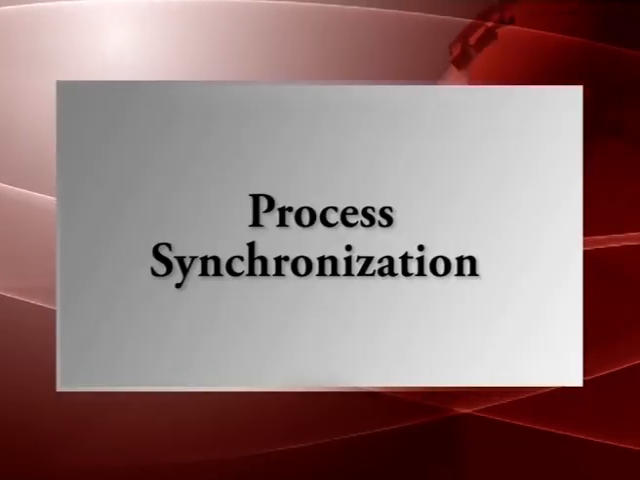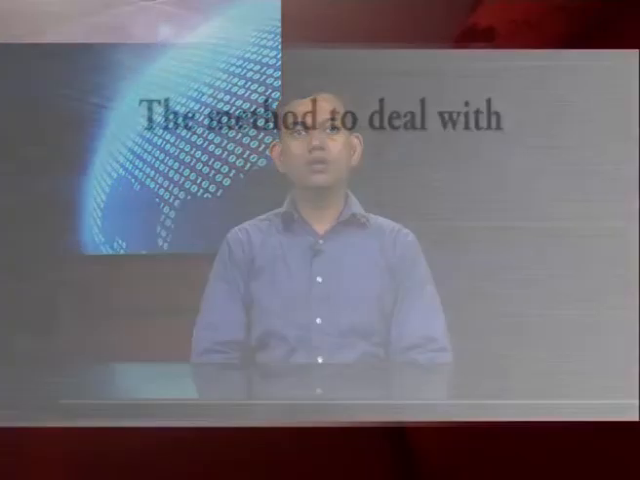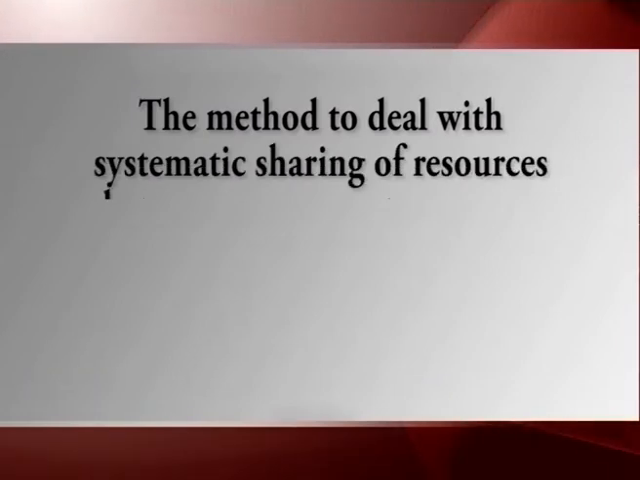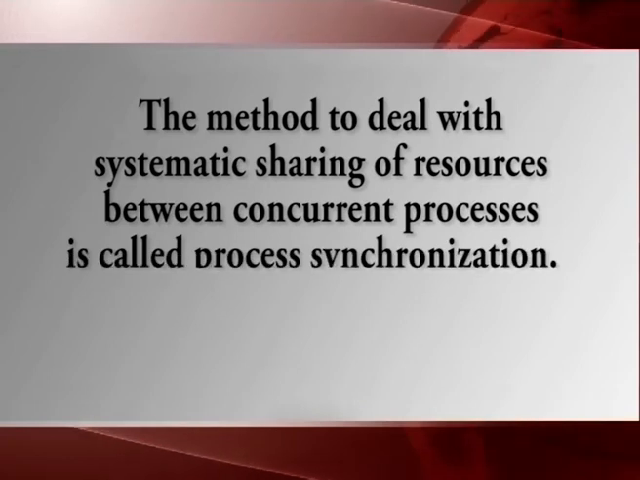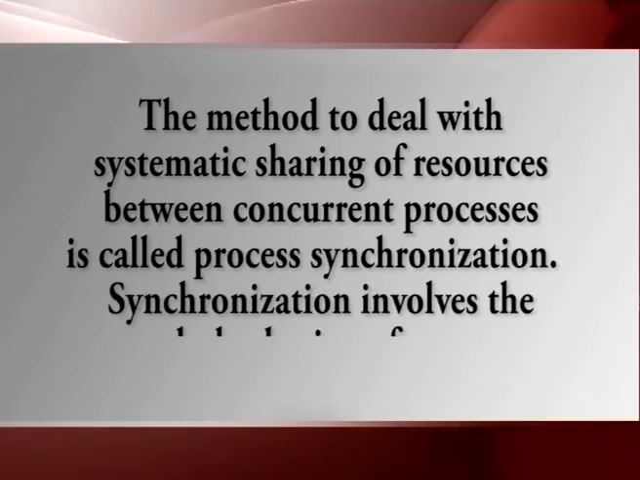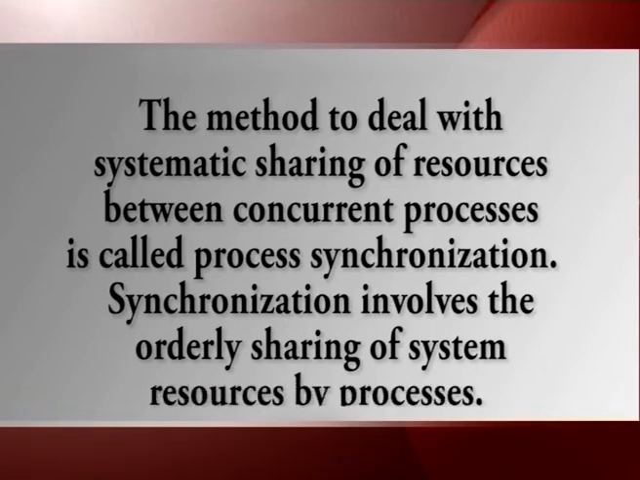Next, we are going to discuss process synchronization. Other than just passing information between them, cooperating processes may share some resources and concurrently use them. As concurrent processes need to compete for shared resources, it is very much required to coordinate their activities or shared resources to avoid any inconsistencies. The method to deal with systematic sharing of resources between concurrent processes is called process synchronization. Synchronization involves the orderly sharing of system resources by processes.